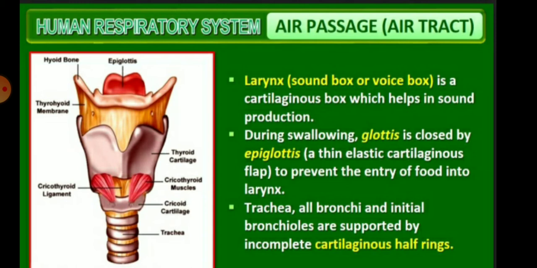Children, the larynx is the cartilaginous box which helps in sound production. During swallowing, the glottis is closed by the epiglottis to prevent the entry of food into the larynx. The trachea, all bronchi and the initial bronchioles are supported by incomplete cartilaginous half rings.